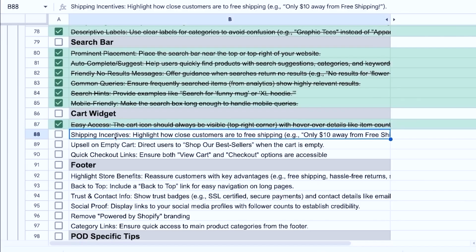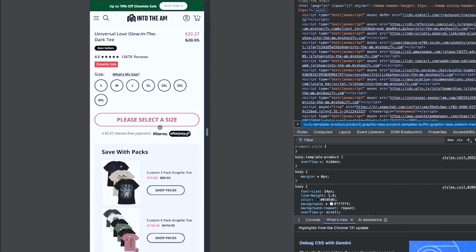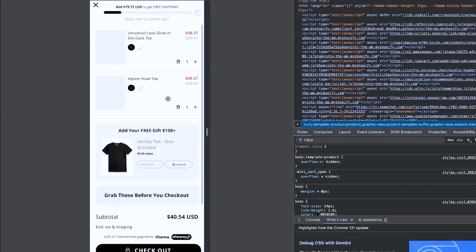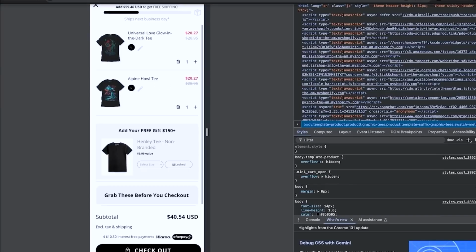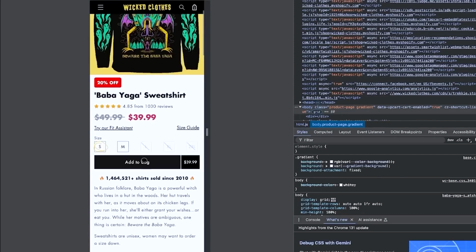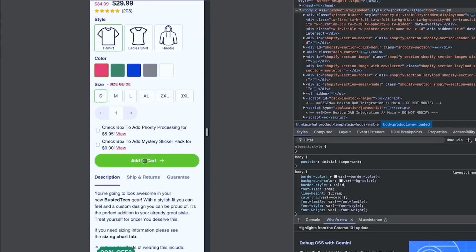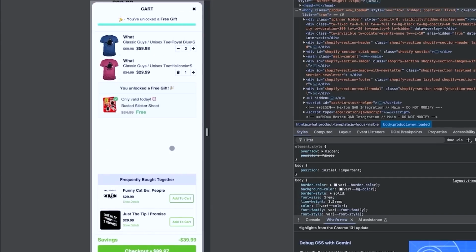Then shipping incentives. Highlight how close customers are to free shipping. And this is in the cart widget, like here. So Into the AM does the cart drawer. Let's see, yeah. Wicked Close does the cart drawer. I think Busted does too. Yep. Everybody does the cart drawer.